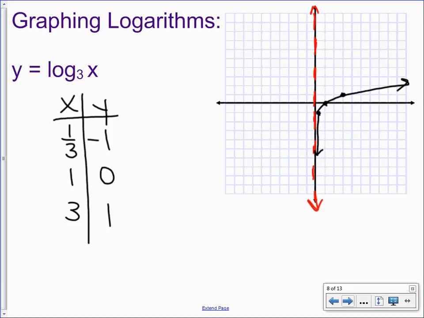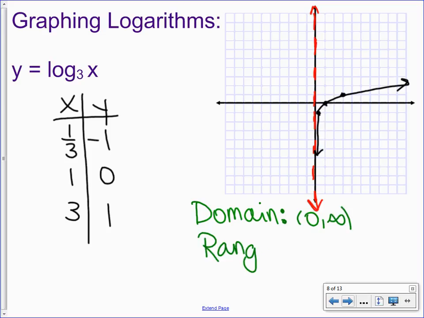Okay. Let's talk about our domain. What is the domain of this function? Very good, 0 to infinity. What about the range?